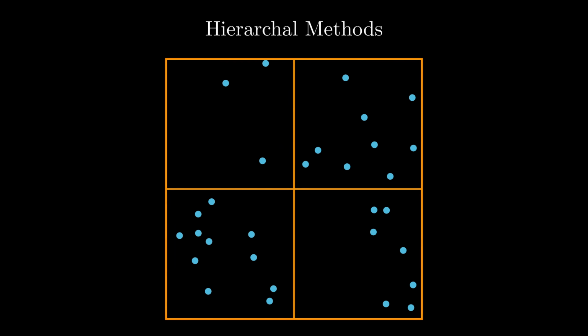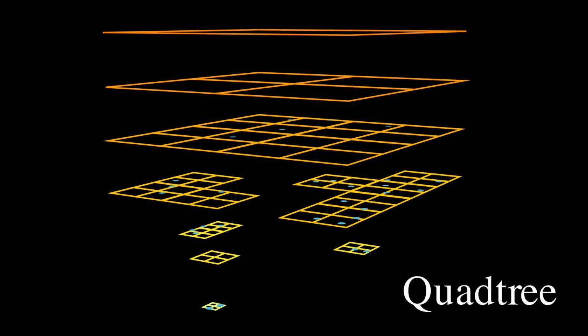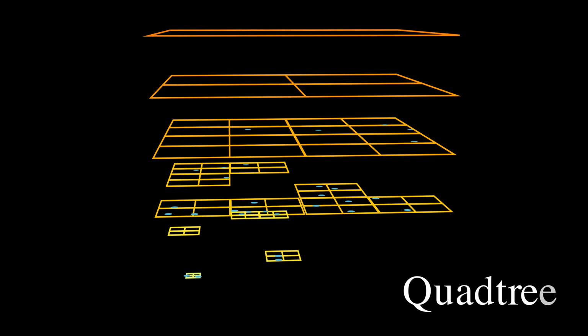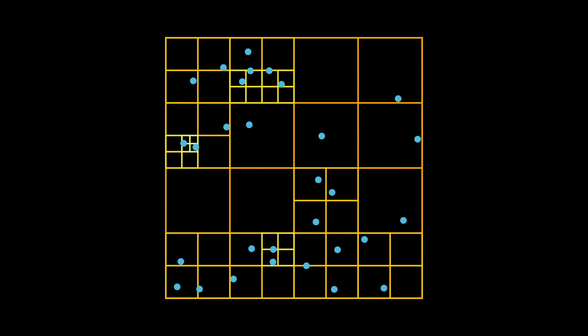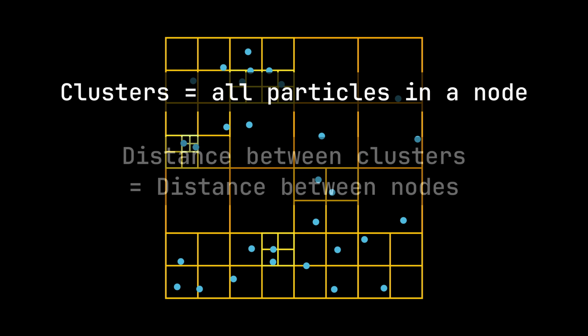Both FMM and Barnes-Hut are known as hierarchical methods because, well, they place the particles into a hierarchical data structure. In 2 dimensions, this structure is called a quad tree. Each node of the tree contains a square box of particles, and at each level we can subdivide a node into 4 smaller boxes and distribute the particles into them. This is useful because it allows us to define clusters of particles. After creating a quad tree, just look at all the ones contained by a node. Moreover, we can easily get a sense of distance between clusters.